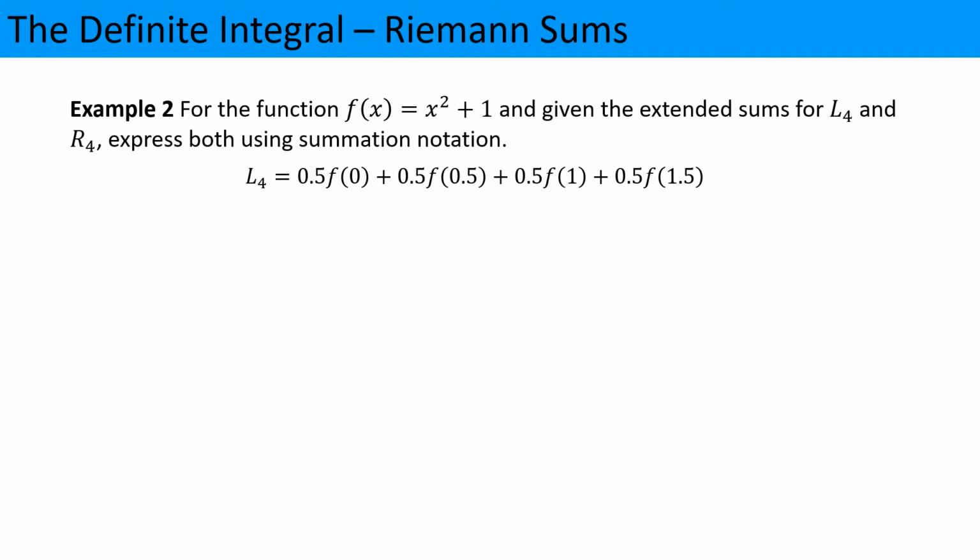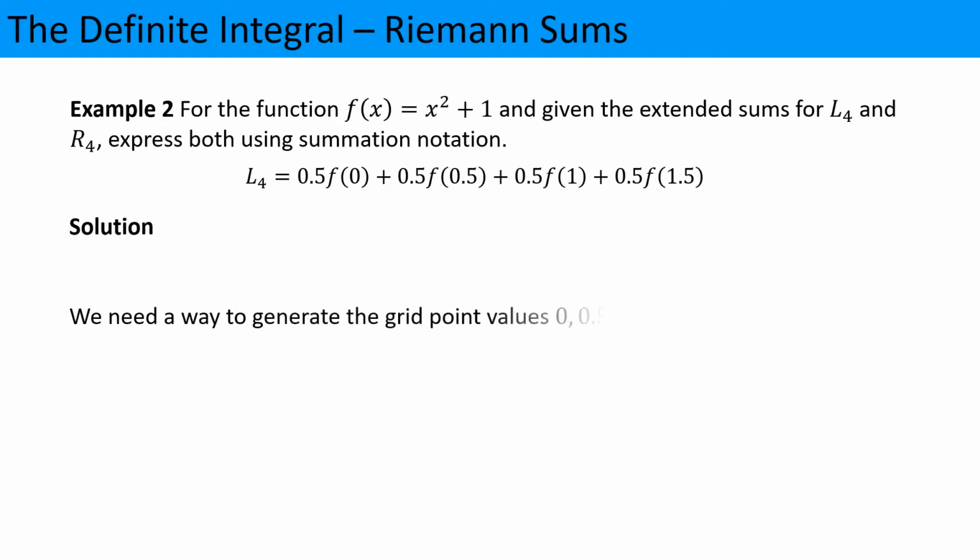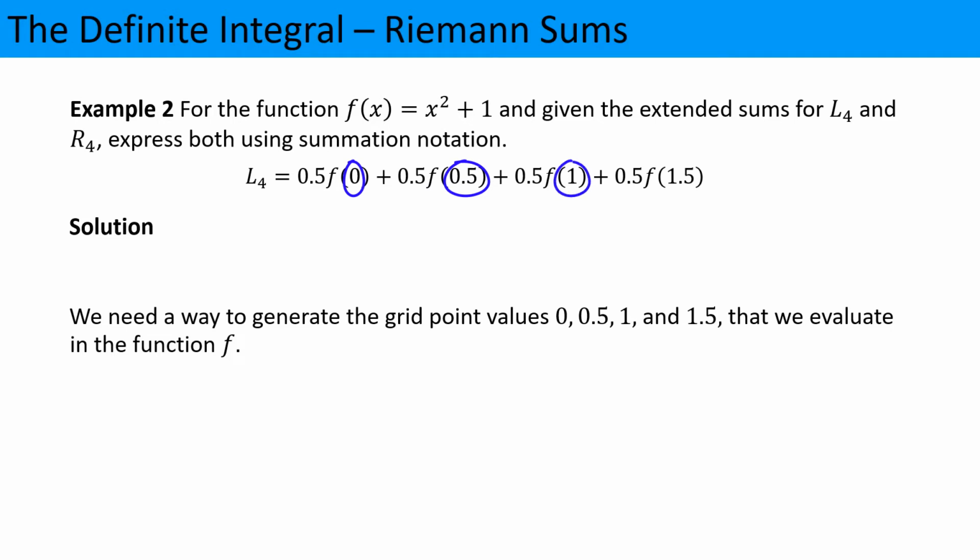L sub 4 was equal to, the 0.5 was the width or the delta x of each of the rectangles, and we multiplied it by the height, where the height of the rectangle on the left-hand side touched the graph of the function. So the solution here is we need to generate the grid point values of the 0, the 0.5, the 1, and the 1.5 that we evaluate in the function. Let's look at a number line. We've got a number line with 0, 0.5, 1, 1.5, 2, 2.5.